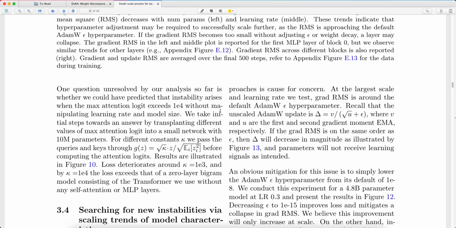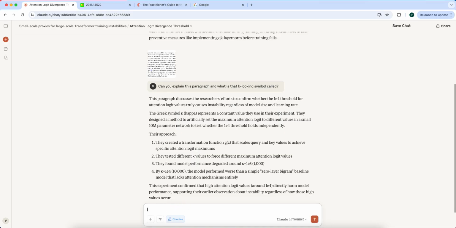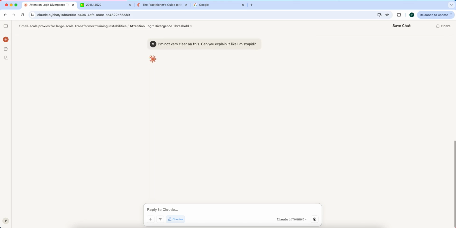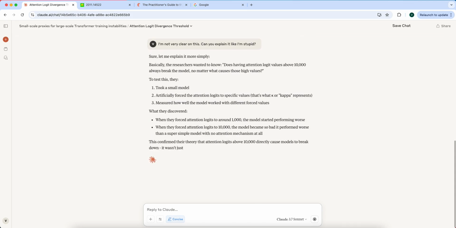Yeah, I'm not really clear on that. Let's try one more time. I'm not very clear on this. Can you explain it like I'm stupid? That usually tends to work. Does having attention logit values above 10,000 always break the model, no matter what causes those high values?